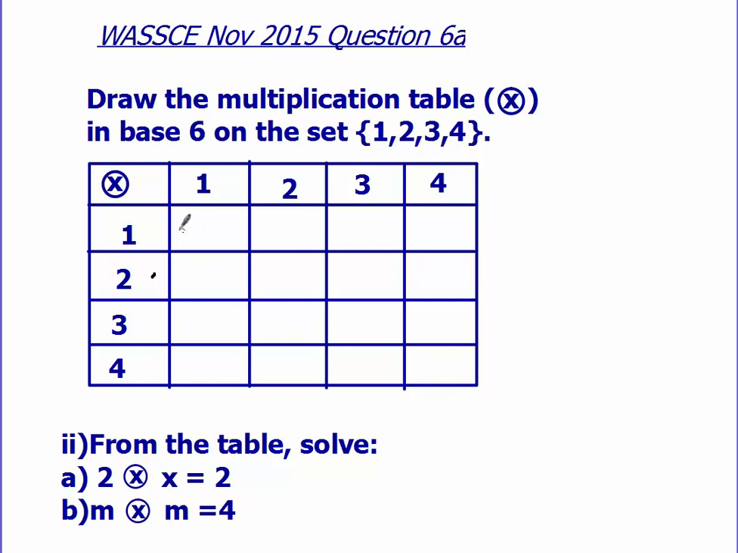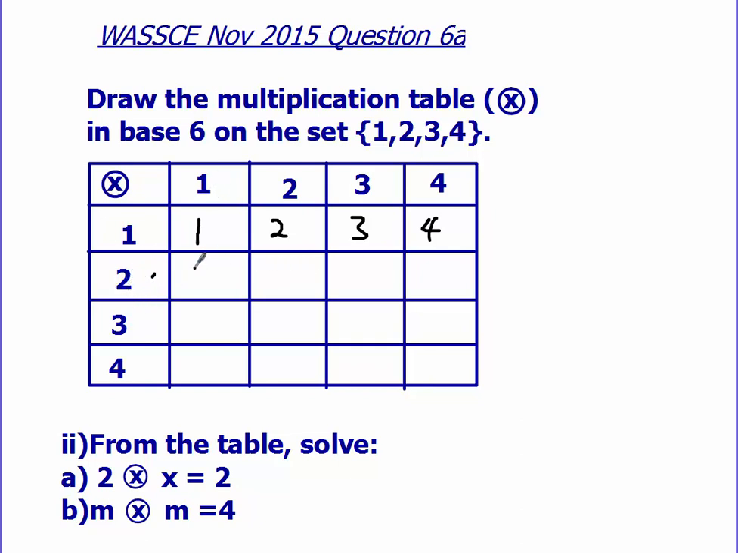Therefore, I'm going to multiply them. So the first one is 1 times 1. You agree with me? 1 times 1 is 1. 1 times 2 is 2. 1 times 3 is 3. 1 times 4 is 4. Take note, in multiplication, addition, or anything concerning number base, none of the answers should be equal or greater than the base. Again, none of the answers should be equal or greater than the base. If that happens, divide it by the base, record the remainder as your answer, and then move the original answer forward. Right, so let's continue.